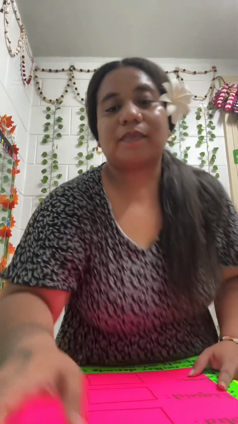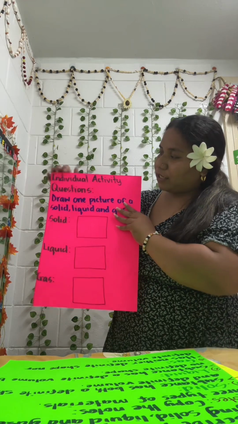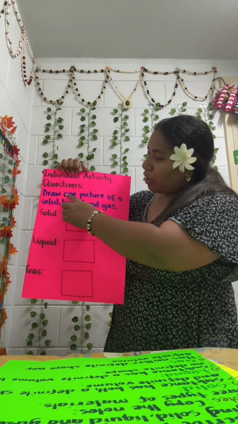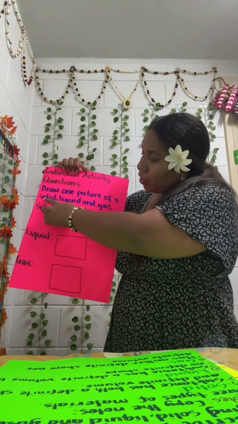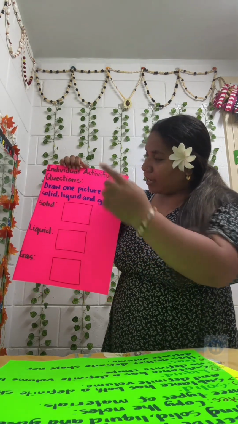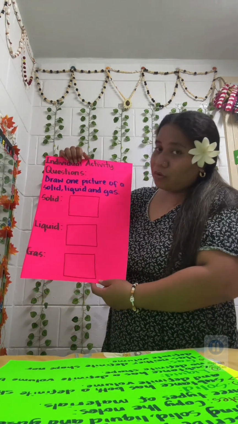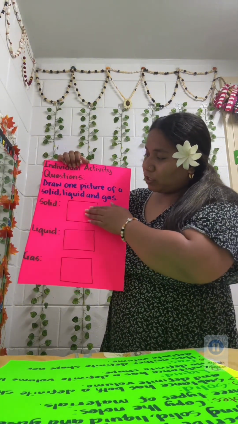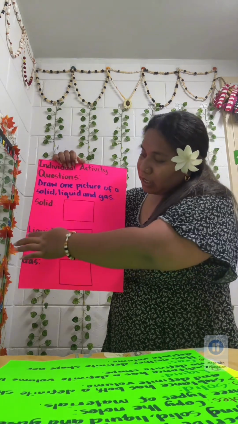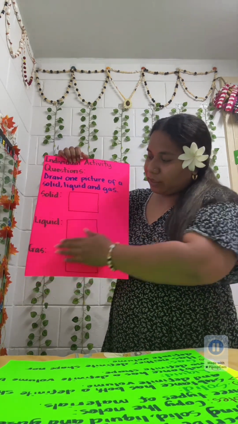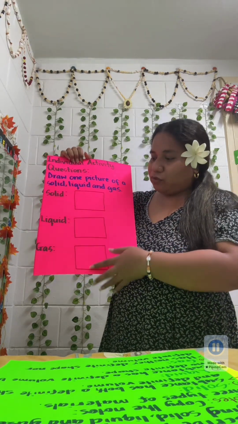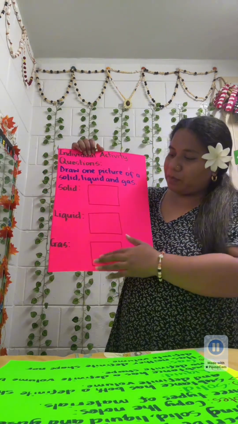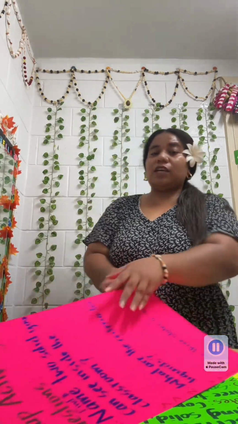Thank you. For the last activity, class, it is an individual activity. It says draw 1 picture of a solid, liquid, and gas. You have to draw just 1 picture each. Draw a solid inside this box, liquid inside this box, and the last one is gas. You have to draw it inside this box. Okay class, now we're going to discuss our group activity together.